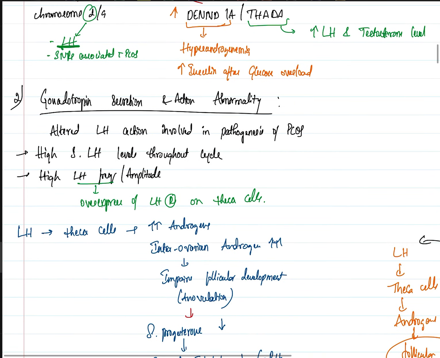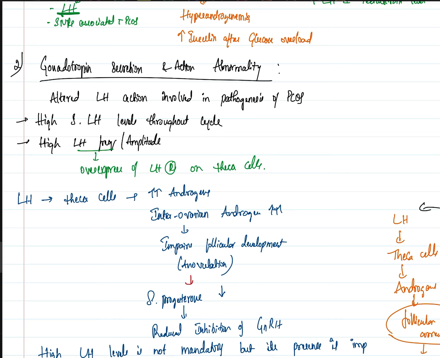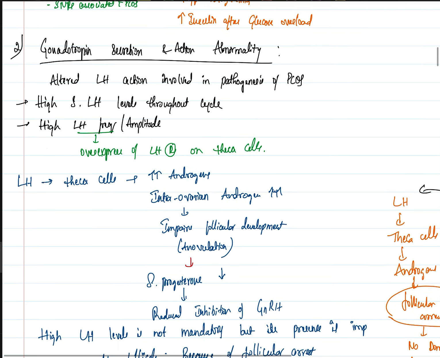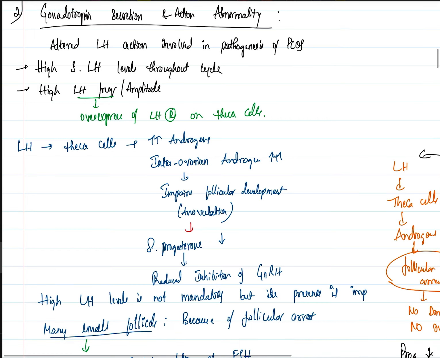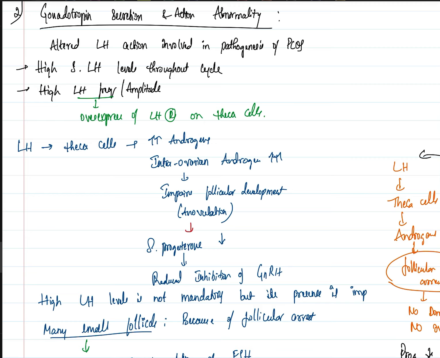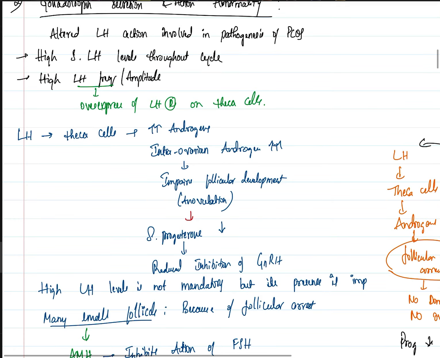Now the second theory is gonadotrophin secretion and action abnormality. So there will be altered LH action which is involved in the pathogenesis of PCOS. Whenever there is an increased serum luteinizing hormone throughout the cycle, or high LH frequency or amplitude, that leads to overexpression of LH receptor on theca cells. Why are we saying that LH will lead to PCOS? Because LH acts mainly on your theca cells. Theca cells are the ones which produce the androgens in the ovary.